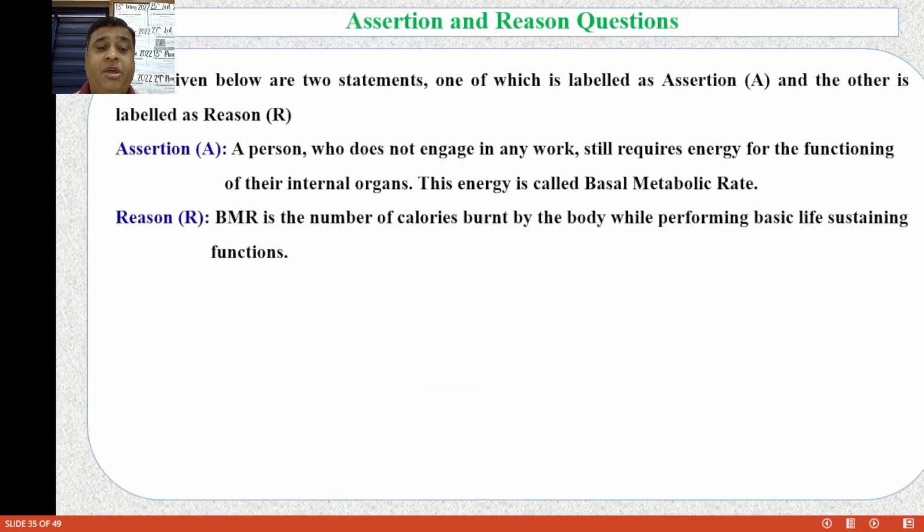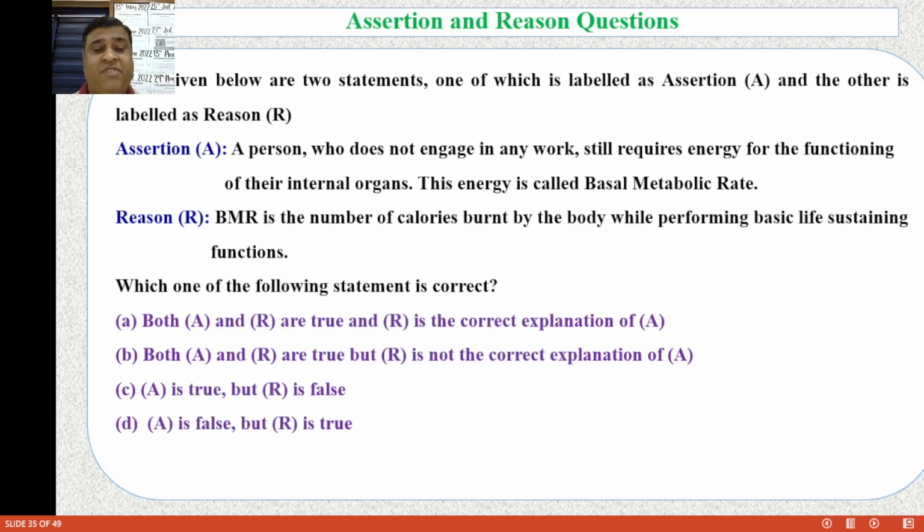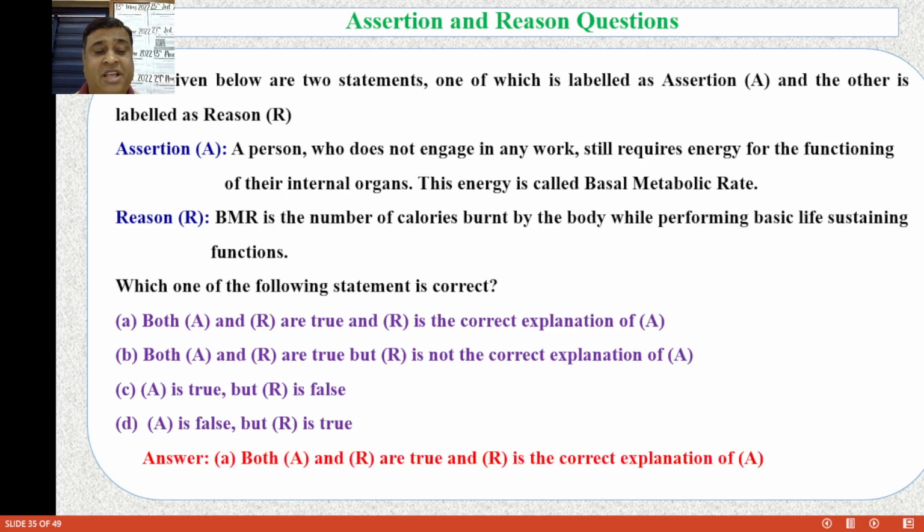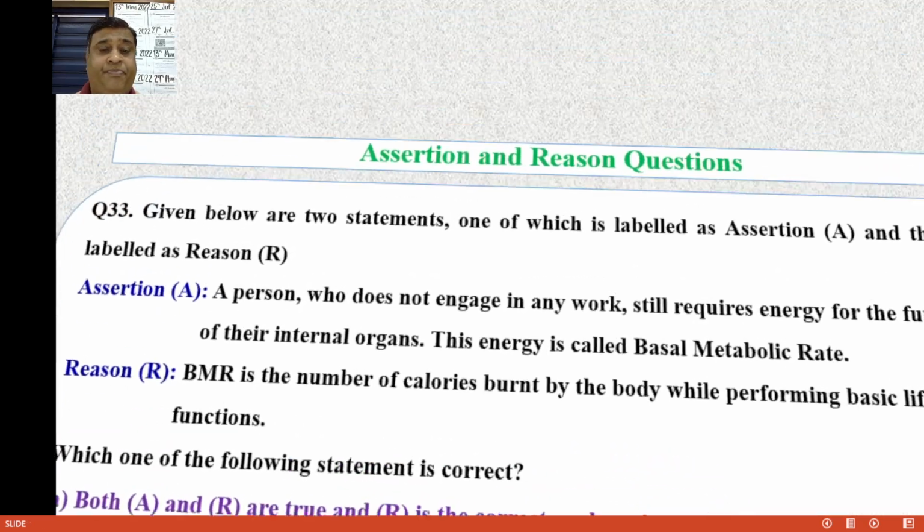Question number 33. Assertion: a person who does not engage in any work still requires the functioning of internal organs. This energy is called basal metabolic rate. Reason: BMR is the number of calories burned by the body while performing basic life-sustaining functions. Now, which of the following statements is correct? The statements are similar to the previous slide. The option is A, both assertion and reason are true. Reason is the correct explanation of assertion.